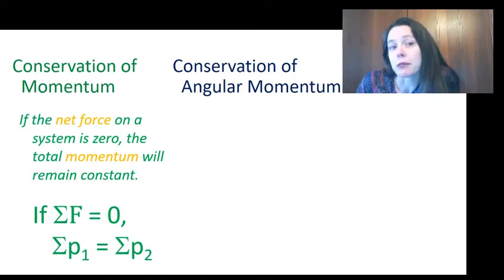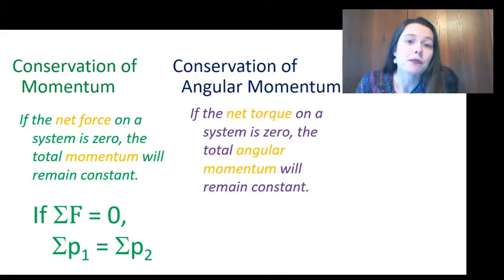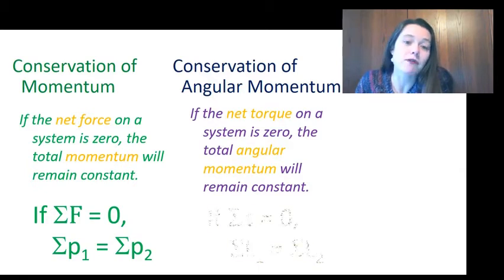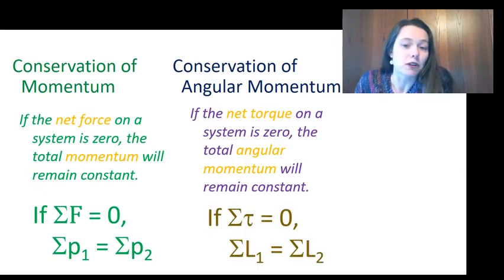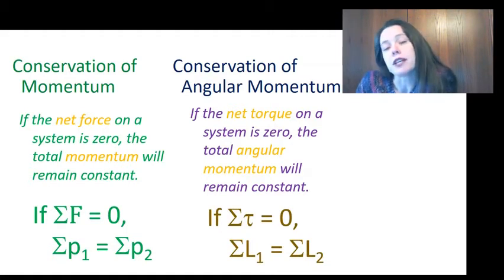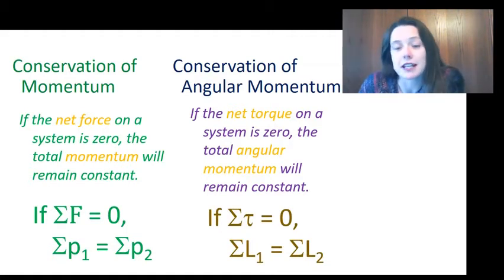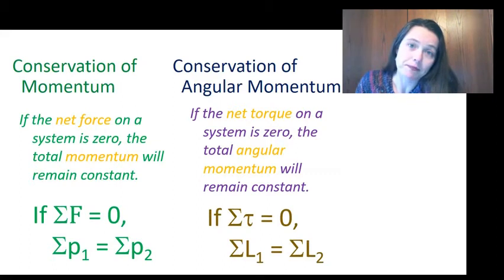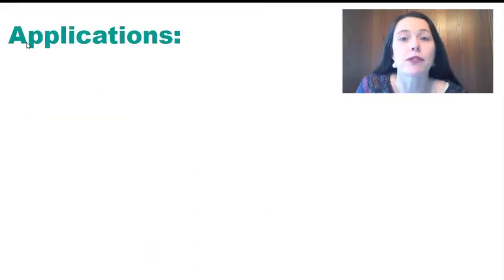Angular momentum is pretty similar, only instead of force, we're going to use torque. We could write it out in words this way. If the net torque on a system is zero, then the total angular momentum will remain constant. And writing it in equation form looks like this. If net torque equals zero, then the sum of the initial angular momentum equals the sum of the final angular momentum.